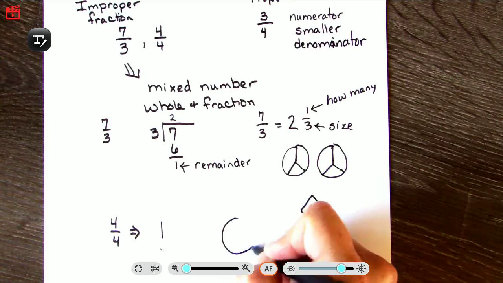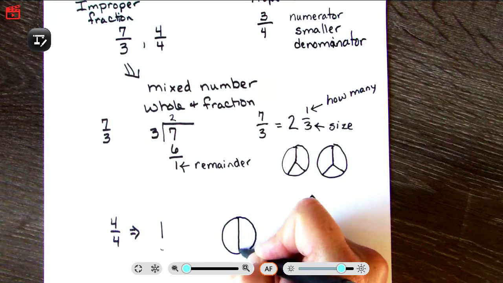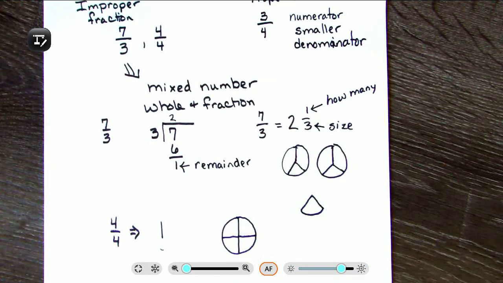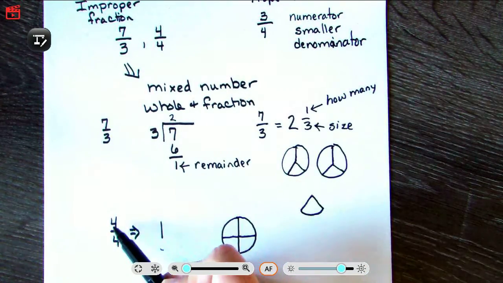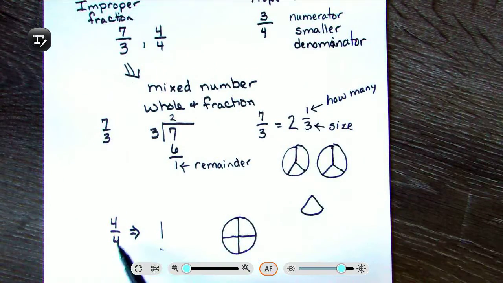So to see that in a picture, I'm going to take my whole, divide it into 4, because I want the 4 telling me how many pieces to divide it into, the bottom number. I have 1 whole, and here's my 1, 2, 3, 4 fourths.